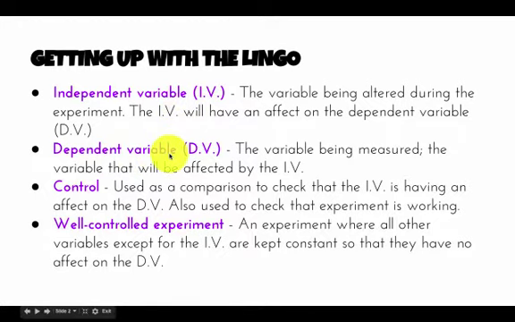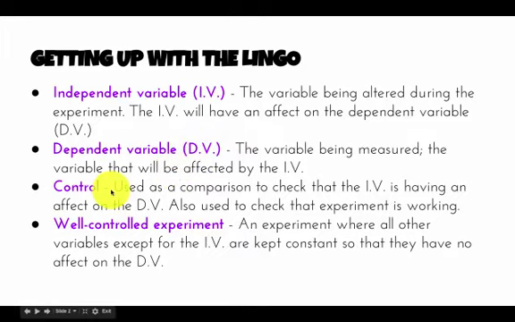The dependent variable is the variable that we're actually measuring. So by changing the independent variable, that will have an effect on the dependent variable. If we think about a prac that we could design in terms of looking at the effect of temperature on enzyme activity, then the independent variable in that case would be temperature, and the dependent variable would be the rate of activity of that particular enzyme.